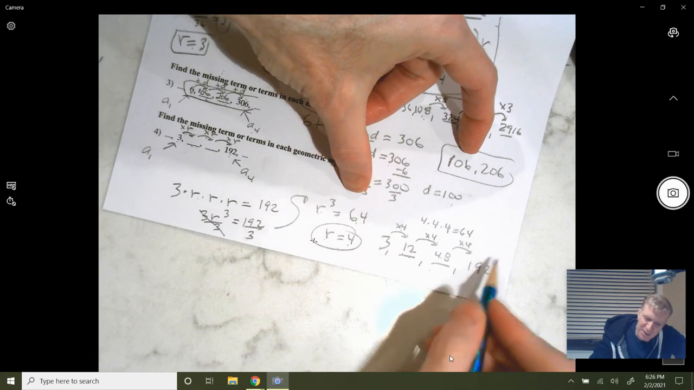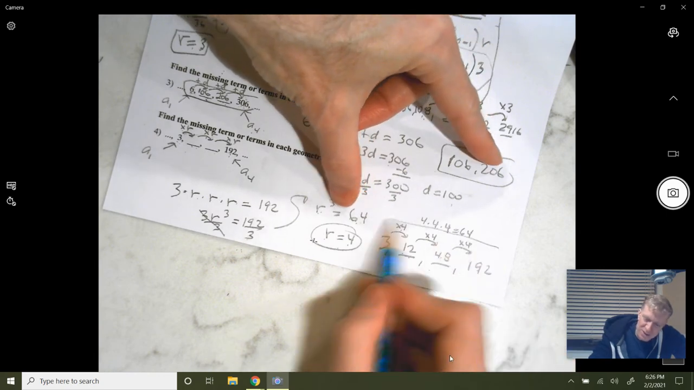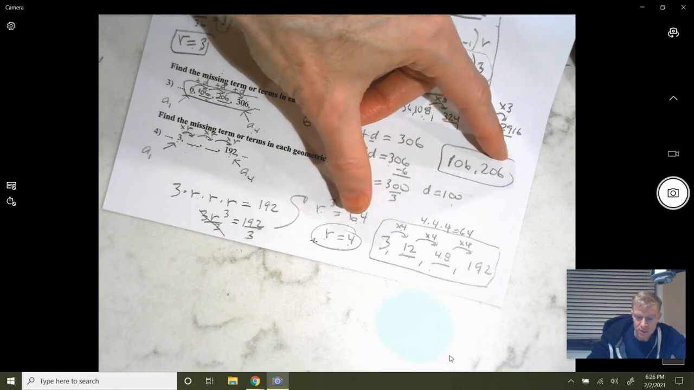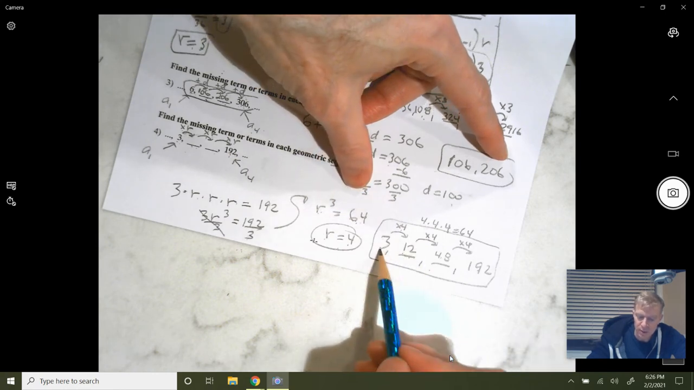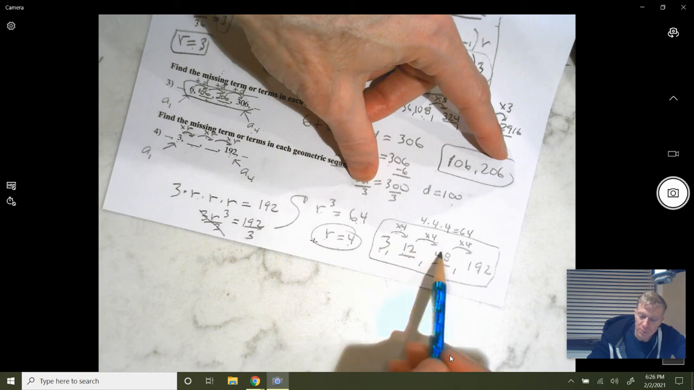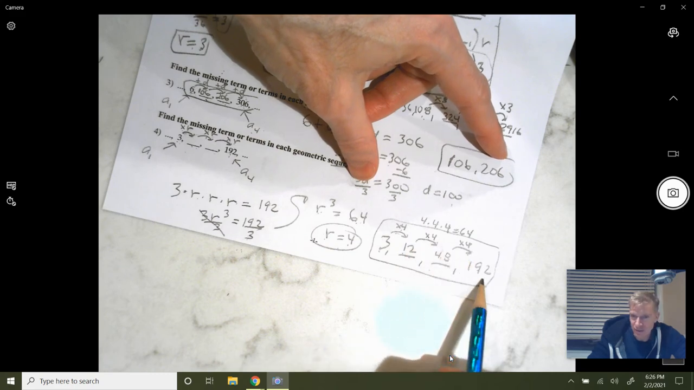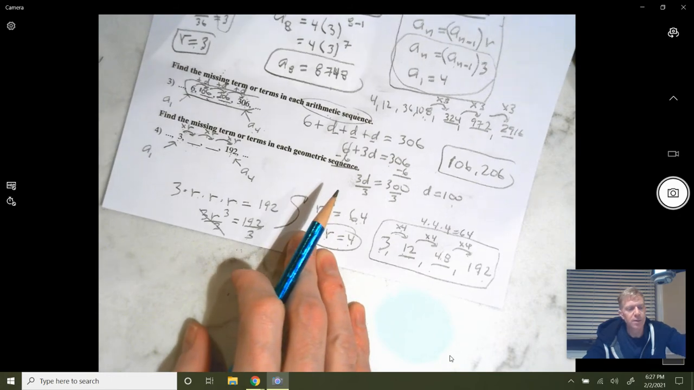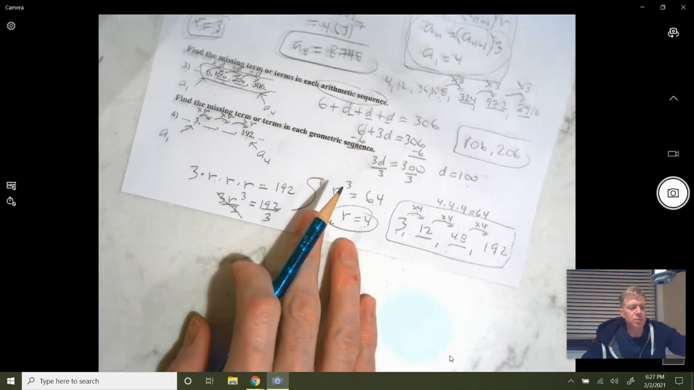The nice thing about these problems is you can check your work and make sure you got it right. If you multiply by 4, multiply by 4, multiply by 4 again, and you didn't get 192, you'd be like, oops, I made a mistake, I might go figure that out. Okay? Let's go to the last page, last 2 problems.